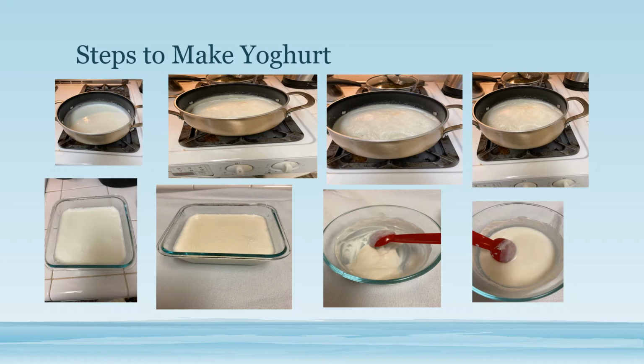Pour the milk inside the container that you want to make the yogurt in, and then place a warm and clean blanket on a flat surface and put the container with the milk over the blanket. Leave it about 20 to 25 minutes. Let the milk cool down to 110 to 115 degrees.